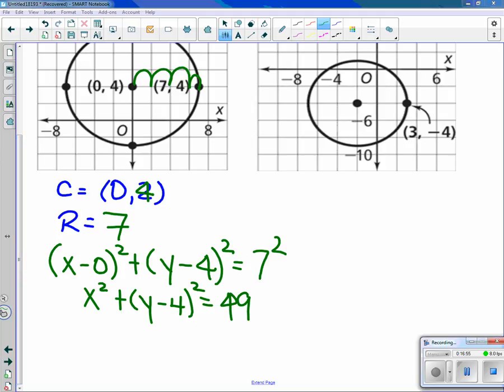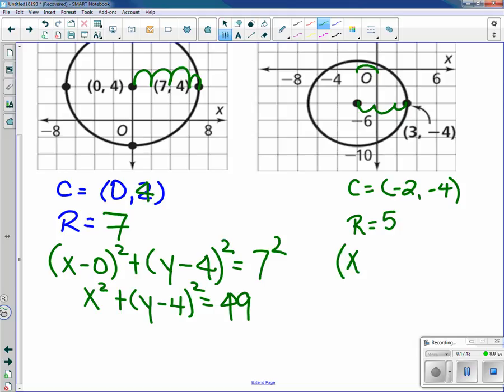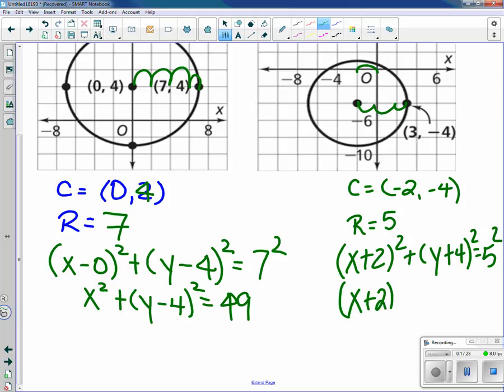Go to the next one and you try it. No, they don't go by twos. Your center is at -2, -4. Your radius is 2, 4, 5. So you should have done x plus 2 squared, y plus 4 squared equals 5 squared. But what is 5 squared?